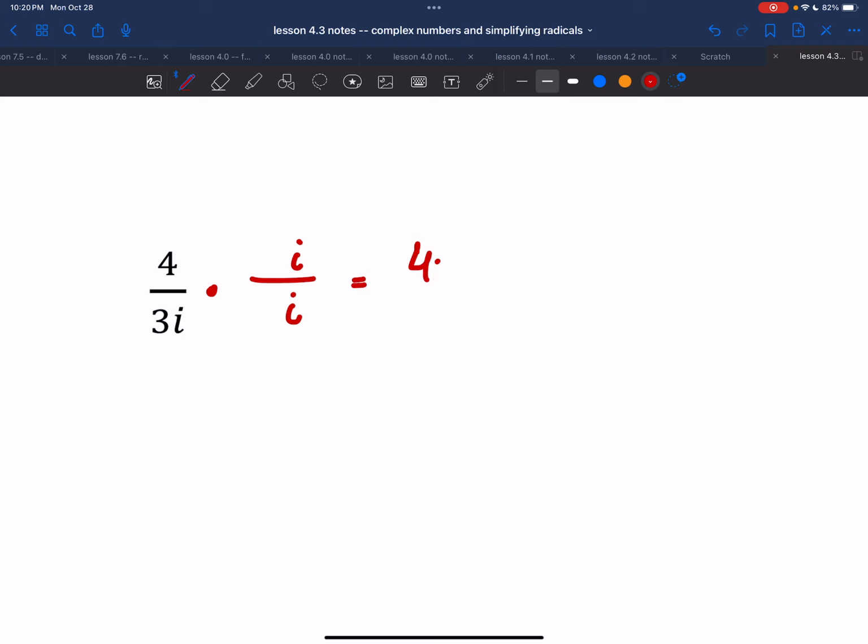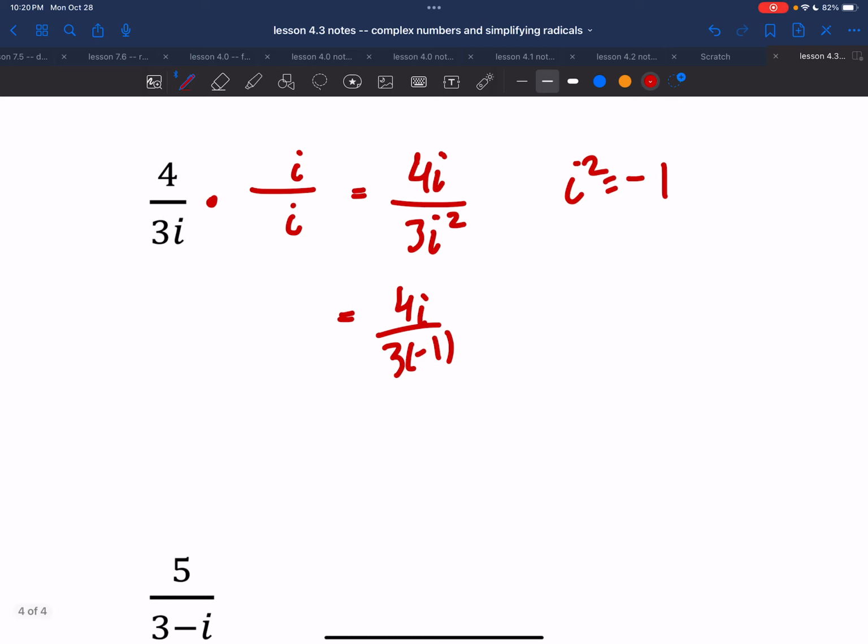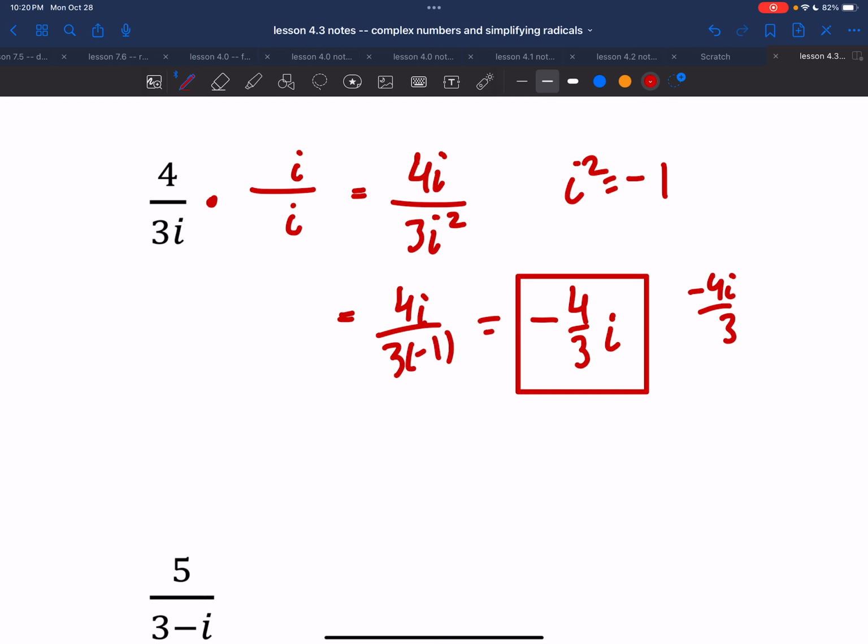You get 4i on top, and then you get 3i squared on bottom. But what is i squared? We said in the last video that i squared was defined to be negative 1. So then that's 4i over 3 times negative 1, or maybe better written as negative 4/3 i. I wouldn't say it's better written, I just like it. Negative 4/3 i. You could also write negative 4i over 3. This is totally acceptable, fine, no worries. But I'm going to write it like that, negative 4/3 i.